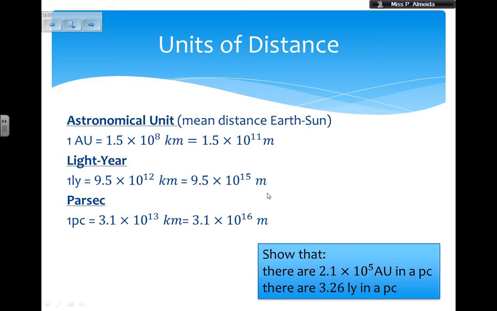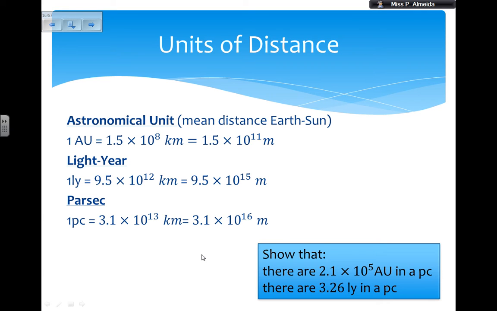And then we have parsec. Parsec is by definition the distance at which the angle that I would see the object at would be 1 arc second, okay? So it's the distance where the angle will be 1 arc second, and that is 1 parsec, which is 3.1 times 10 to the power of 13 kilometers. So in meters, this is going to be 3.1 times 10 to the power of 16 meters.